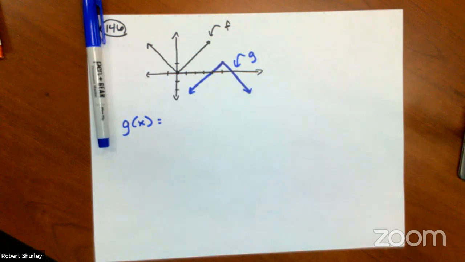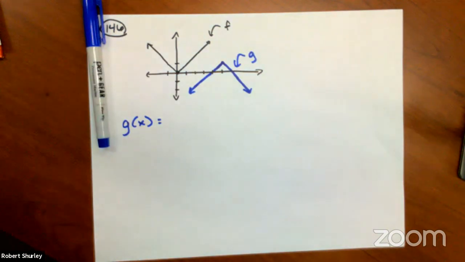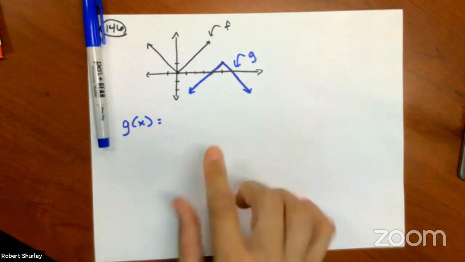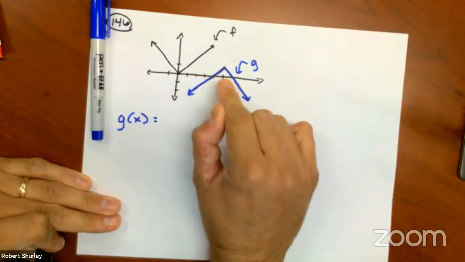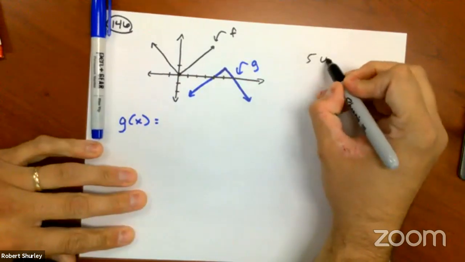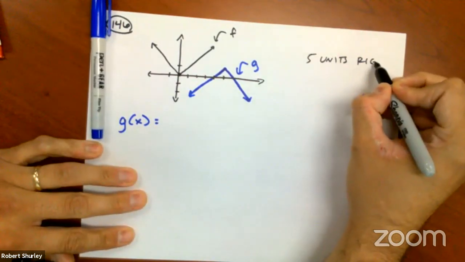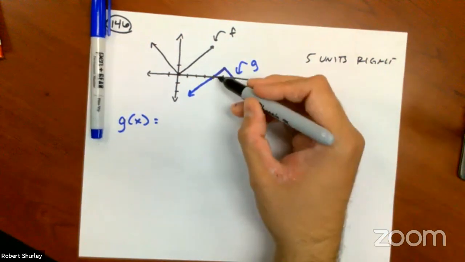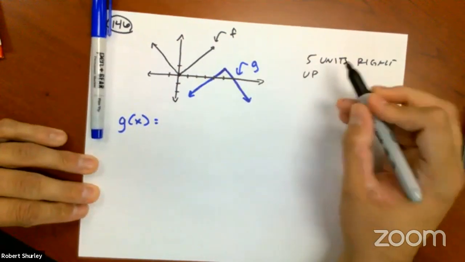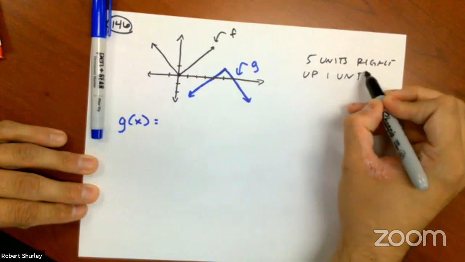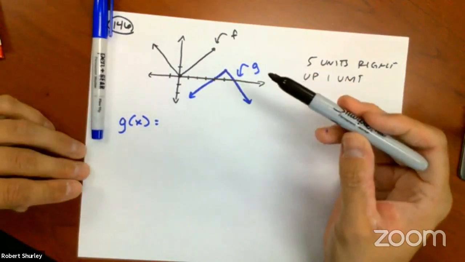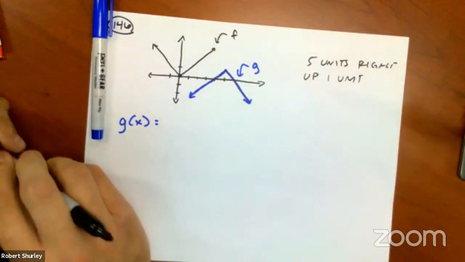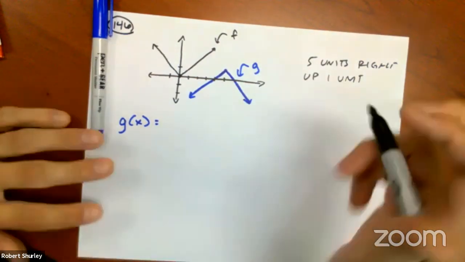Before I get going, I'm going to talk about what this graph does. Just write it out. I know that this thing is going to shift to the right 1, 2, 3, 4, 5 units. So 5 units to the right. And then I know it's got to go up 1 unit. And then it reflects down. So what that means is that it reflects around the x-axis.